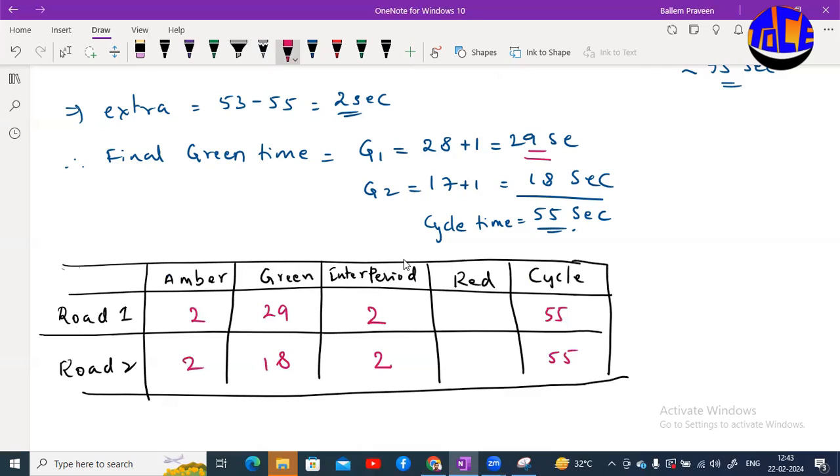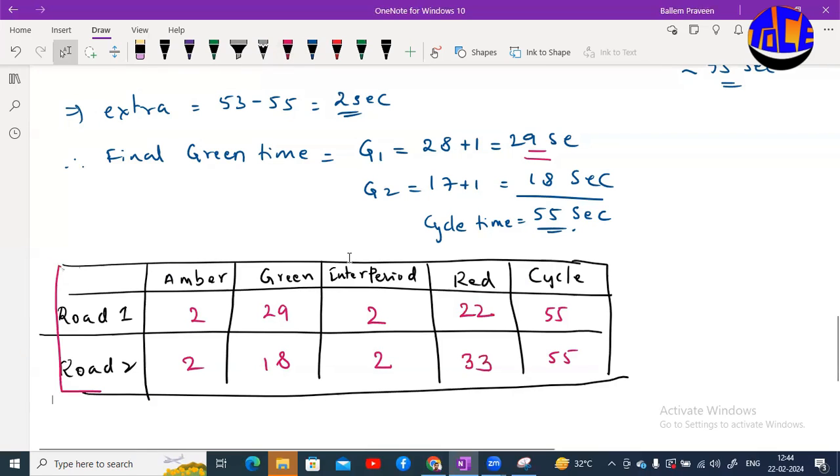So here 29 plus 2 plus 2, how much? It is 33. 55 minus 33, it will be 22. And 18 plus 2 plus 2 is 22. So 55 minus 22, it will be 33 seconds. Okay, so this is what we have designed through the approximate method, that is the IRC method.